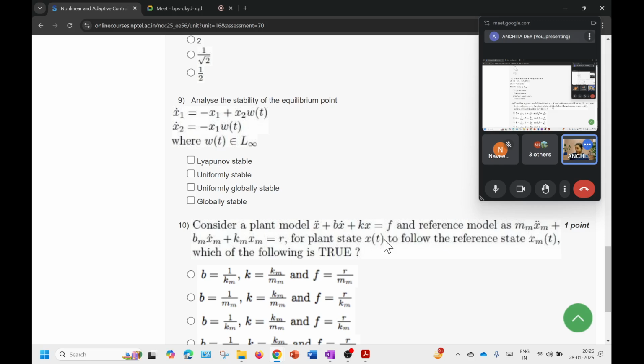So you have to just ensure that the models match. So what should be the values of the parameters for the models to match? Okay, let me see uniform continuity.